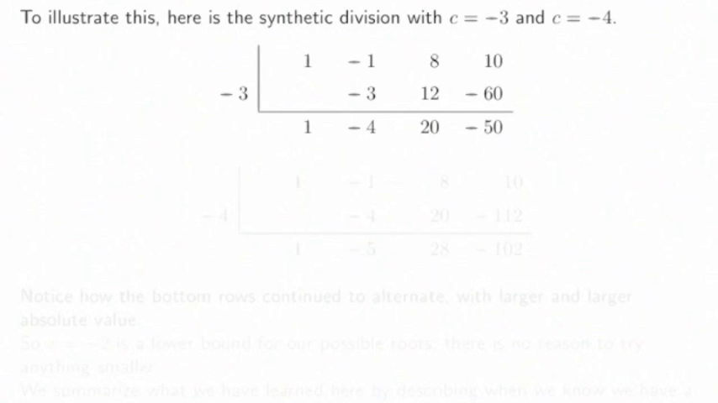To illustrate this, let's try plugging in minus 3 or minus 4 into this polynomial using synthetic division. Notice how the numbers continue to alternate. 1, minus 4, 20, minus 50.